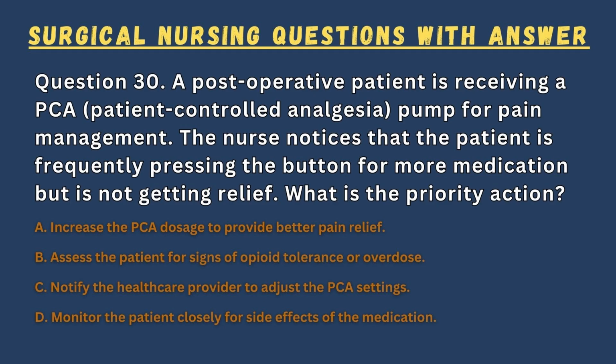Question 30. A post-operative patient is receiving a PCA, patient-controlled analgesia, pump for pain management. The nurse notices that the patient is frequently pressing the button for more medication, but is not getting relief. What is the priority action? A. Increase the PCA dosage to provide better pain relief. B. Assess the patient for signs of opioid tolerance or overdose. C. Notify the healthcare provider to adjust the PCA settings. D. Monitor the patient closely for side effects of the medication.